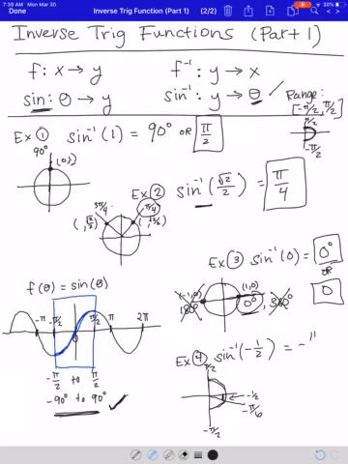Notice I don't describe it as, another way to describe the same angle would be 11 pi over 6. But again, that is not within the interval that I want, which is negative pi over 2 to pi over 2. So I want to make sure to describe my angle this way, as negative pi over 6. And there we go.